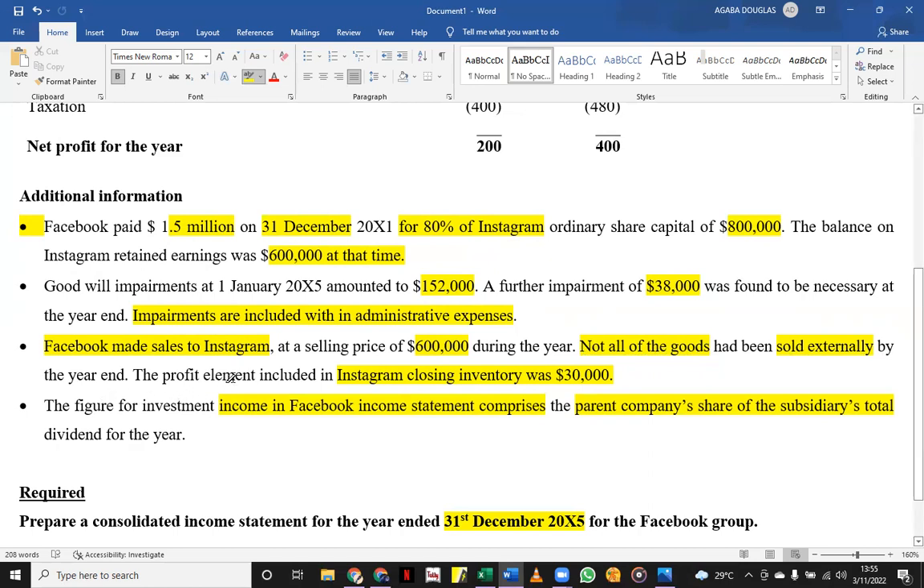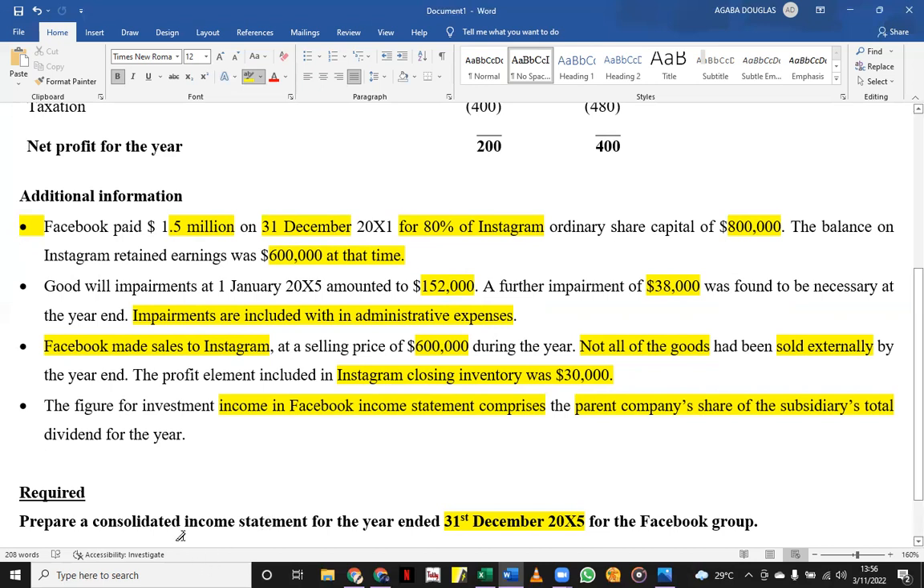And then they are telling us that the profit element included in Instagram's closing inventory was 30. And by now, you know, we need to add back this unrealized profit back to the cost of sales and all will be well. Finally, the figure of investments income in Facebook income statement comprises of the parent company's share of the subsidiary's total dividend for the year.